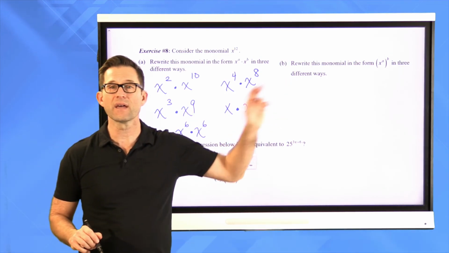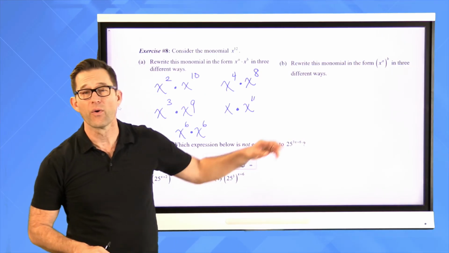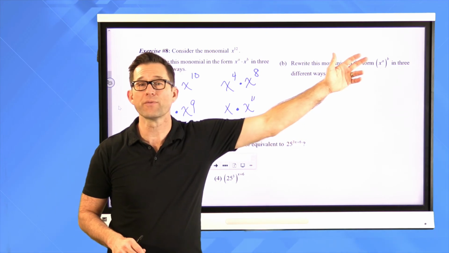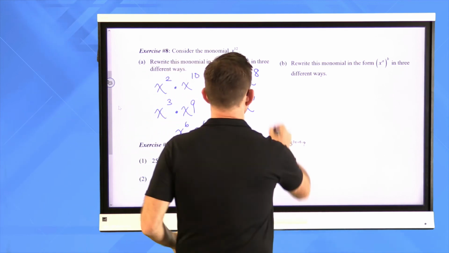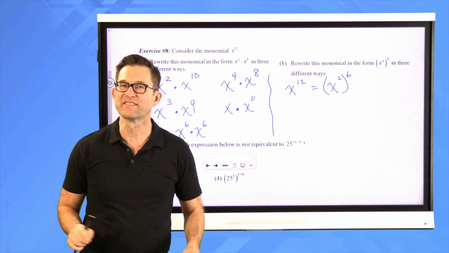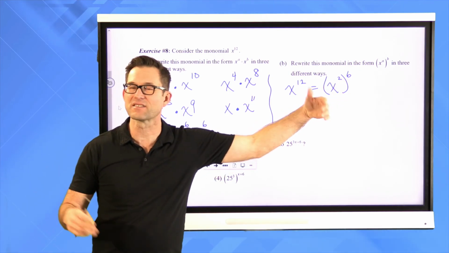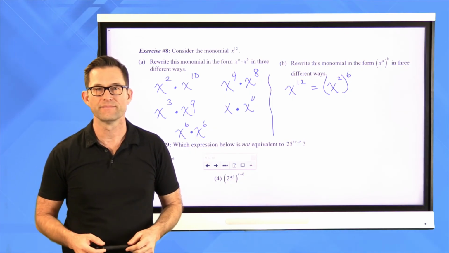Let's take a look at the second exponent property in letter B. Rewrite the monomial in the form of x to the a raised to the b in 3 different ways. Now again, keep in mind, this exponent property says I would multiply the two exponents together, so now I kind of want to unmultiply them. In other words, I could say, well, x to the 12th is equal to x to the 2nd to the 6th. Right, not x to the 26th, x to the 2nd times x to the 6th. That is correct. See if you can now rewrite it in 2 additional ways.